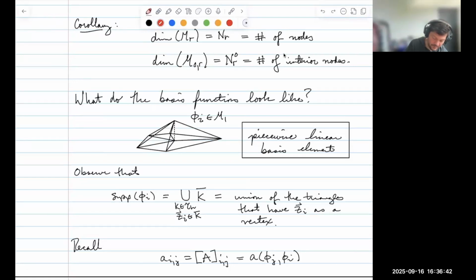Let's do r equals 1 first. So these are the piecewise linear basis elements. What you should think about is I have a mesh put down on my two-dimensional polygonal domain, and here are some of the vertices in that. And of course, the mesh keeps going outside of this. But what I'm really focusing in on is a single vertex here in the middle.